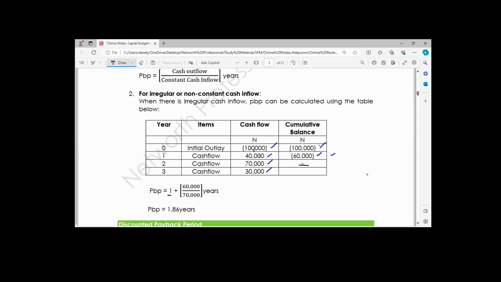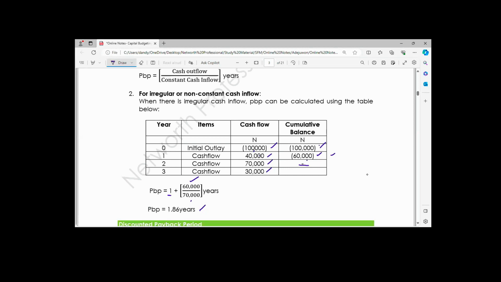What is my outstanding balance? Outstanding balance is 60,000, the numerator. The next cash inflow is 70,000, the denominator. When you divide and add to 1, we get 1.86 years, which means that this project will pay back within 2 years. So this is how to calculate payback period using the tabular method.